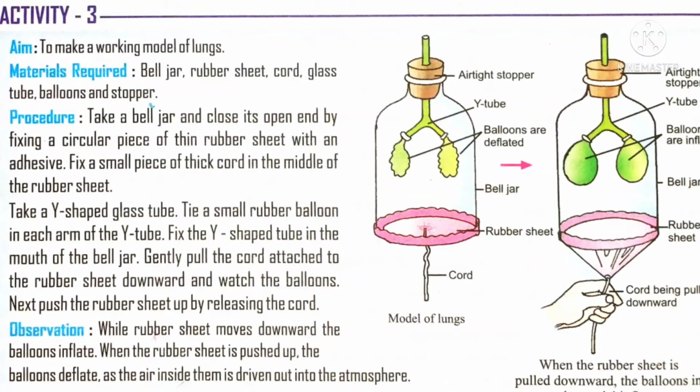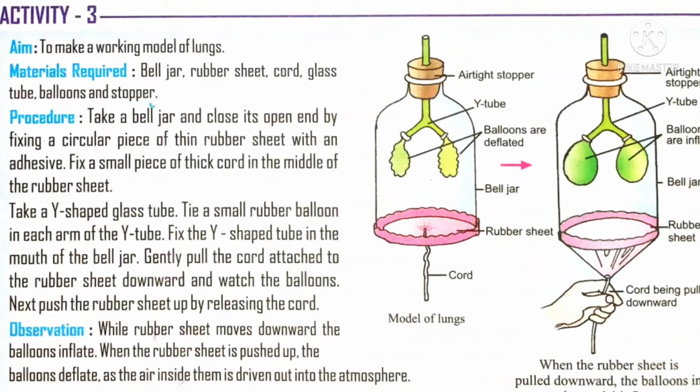The materials required are a bell jar, rubber sheet, cord, glass tube, balloons and stopper. Take a bell jar and close its open end by fixing a circular piece of thin rubber sheet. Also fix a small piece of thick cord in the middle of the rubber sheet. Take a Y-shaped glass tube and fit it to a one-hole rubber cork.